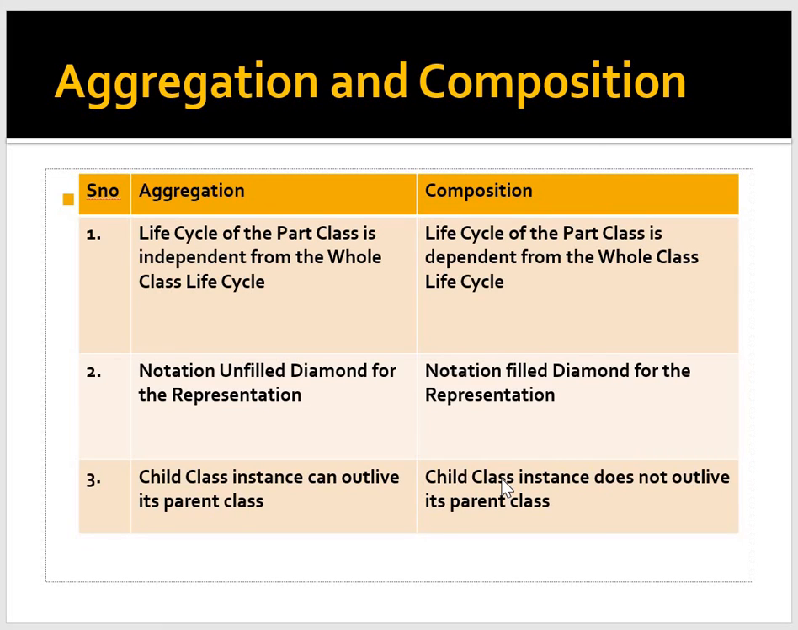Now this is the difference between aggregation and composition. The life cycle of the part class is independent of the whole class life cycle in the case of aggregation, but the life cycle of the part class is dependent on the whole class life cycle in composition. The notation used is an unfilled diamond for aggregation. Here the notation is a filled diamond, which shows a very strong association. In aggregation, the child class instance can outlive its parent class, and here in composition the child class instance doesn't outlive its parent class. If the parent class dies, then the child class also dies in the case of composition, but it will not happen in aggregation.